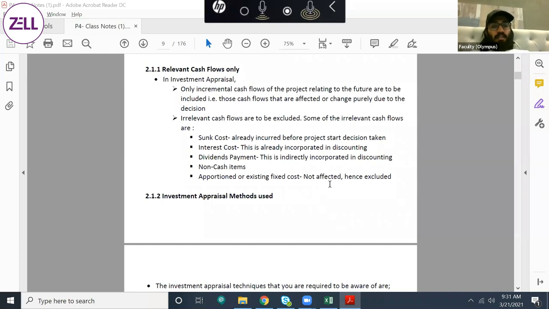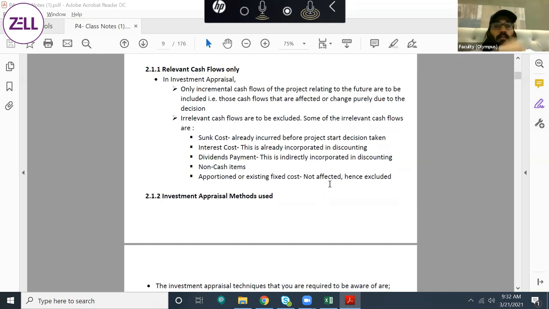Interest cost. Why do you think we don't take the interest cost as a relevant cash flow? Any idea, guys? We discount it to present value, so interest is taken care of there. See, guys, interest is an actual cash inflow and outflow to me. But we all know the concept of time value of money. So we use something called a discounting factor to factor in that interest component. That is the better opportunity cost. That's why we do not include it.